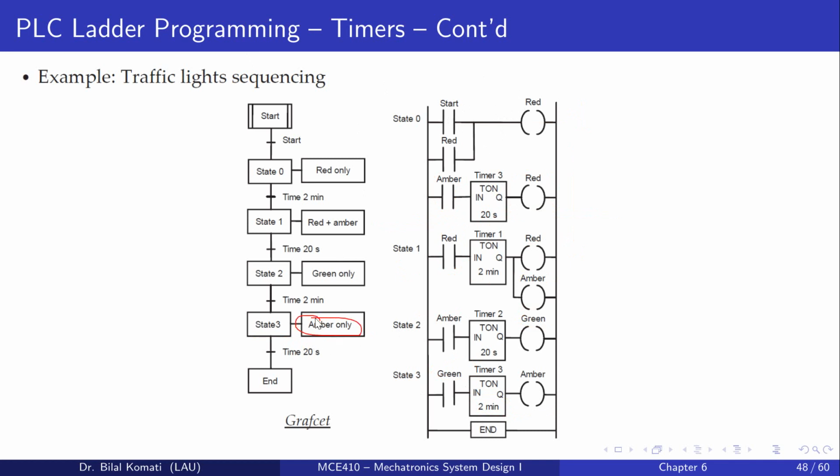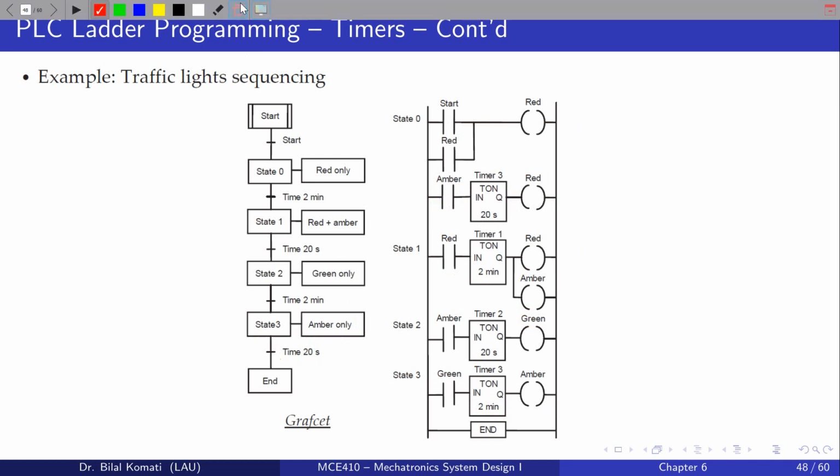Here at this state we have to keep the amber on for 20 seconds. Then we go to this one, so we turn it to red after 20 seconds, and the cycle will repeat. So this is how it's done.